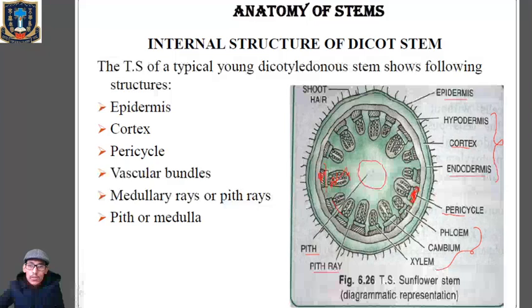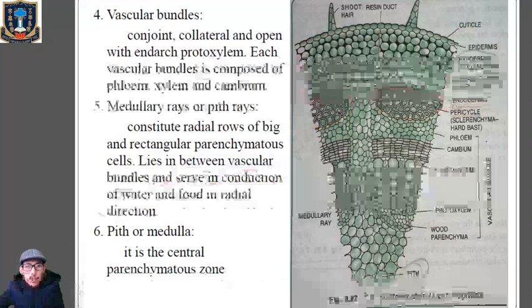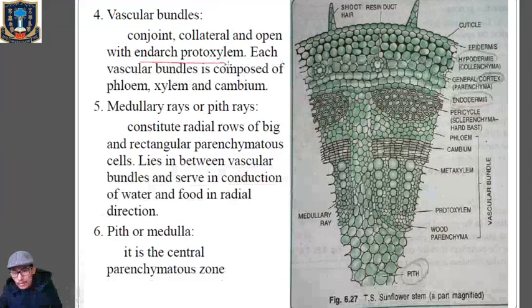Now the next term is endarched. What does endarched protoxylem mean? If you remember, we have learnt about the exarch cases where protoxylem was present outside and metaxylem was present on the inner side. But here in case of endarched protoxylem, the protoxylem will be present towards the inner side and the metaxylem will be towards the periphery or towards the outer side. So it is called endarched protoxylem. It's just the opposite of the exarch vascular bundle.